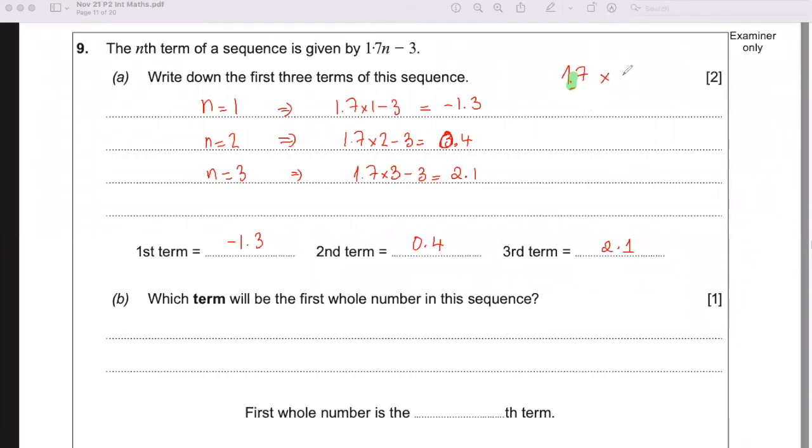To do that, you just have to times it by 10. That would be the smallest number. Of course, you can times it by other numbers like 20, for example, or 100, but those numbers are not the smallest number. So the first whole number in this sequence would be the 10th term. But there's nothing wrong with keeping on substituting until you get the first whole number.